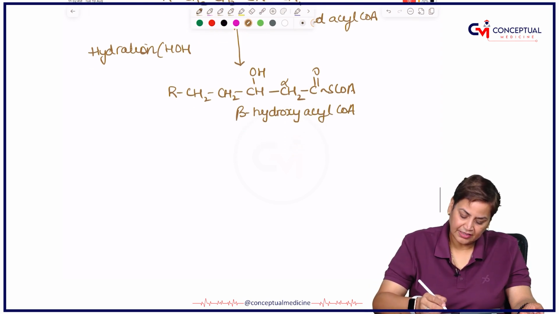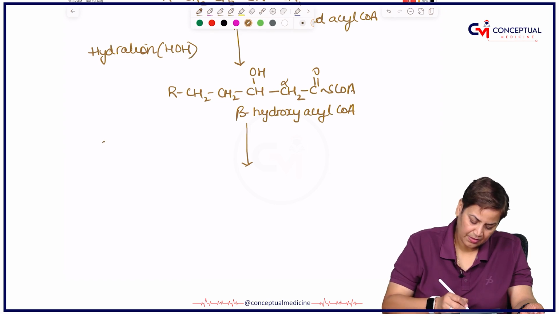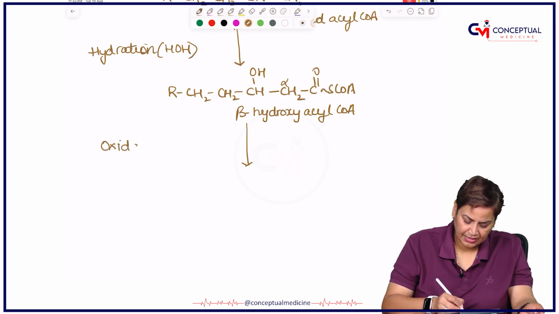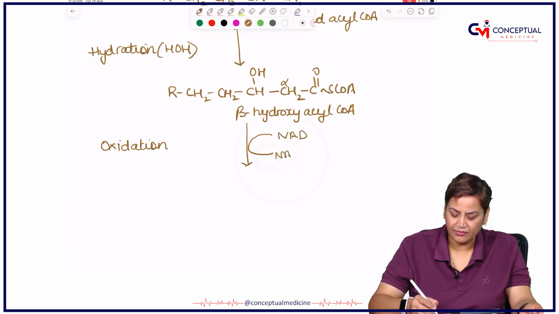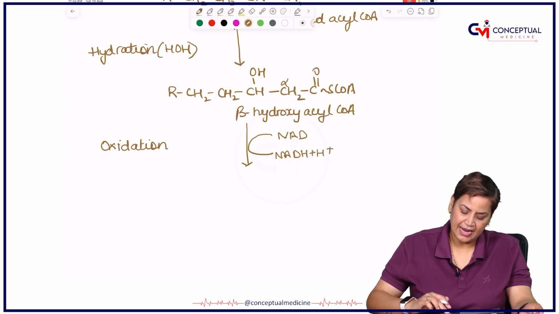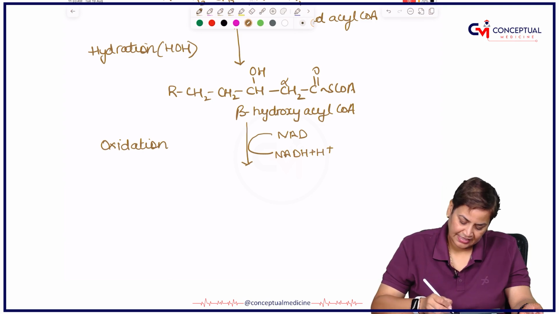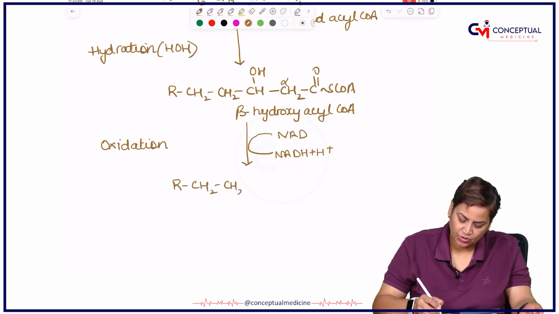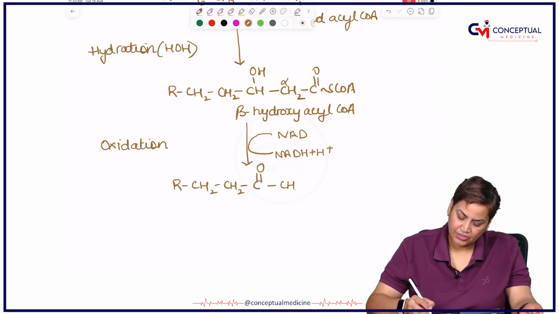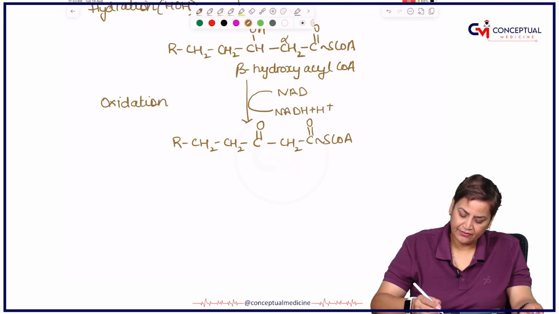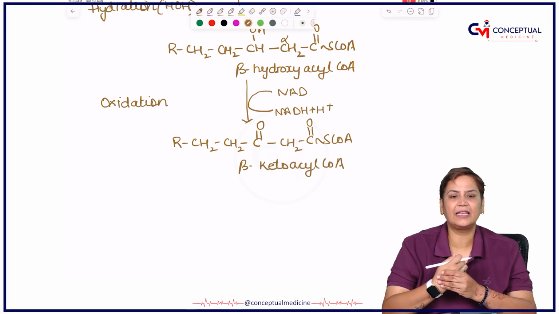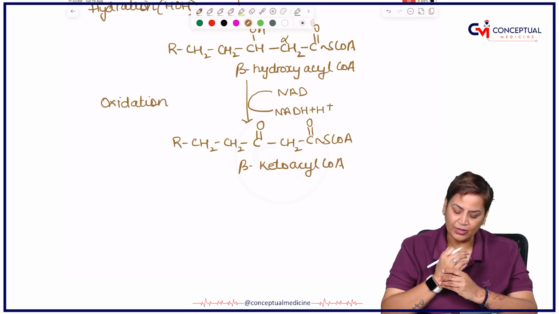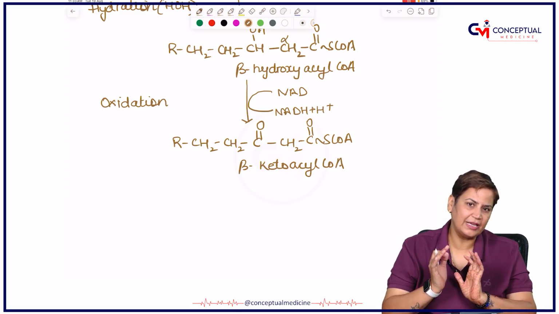If we look at the third step, it is again oxidation. Here the acceptor is NAD. So NAD will be converted into NADH plus H positive, and these two hydrogens will be given out. So we can say the next step is R-CH2, CH2, C double bond O, CH2, C double bond O, SCoA. So again we can say this is beta keto-acyl-CoA. Now, here you can see everything is occurring on the beta carbon atom, whether hydroxyl group is there, or you can say keto group is there. So it will form beta keto-acyl coenzyme A.